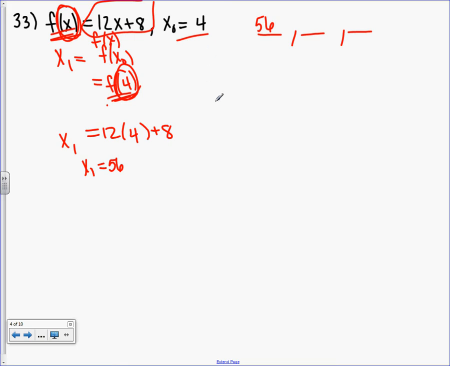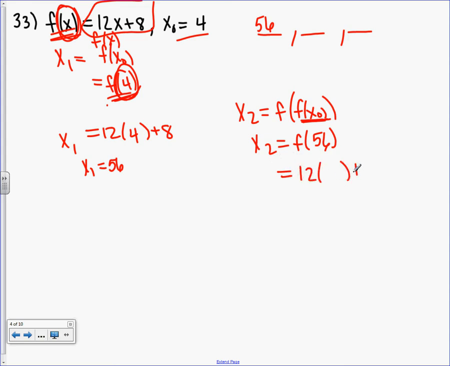So again, your formula says x sub 2 equals f of x sub 1. Well, lucky me, f of x sub 1 is 56, isn't it? We literally just said it, right? So now in my f function, which is 12x plus 8, what do I replace all the x's with? 56. So what's 12 times 56 plus 8? 680. Are you catching the pattern yet?